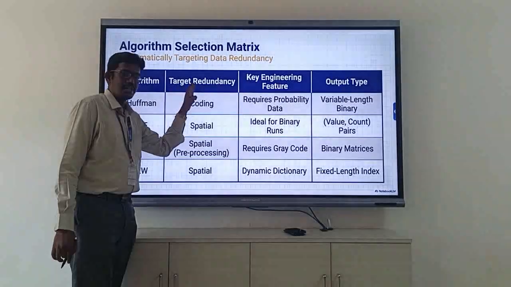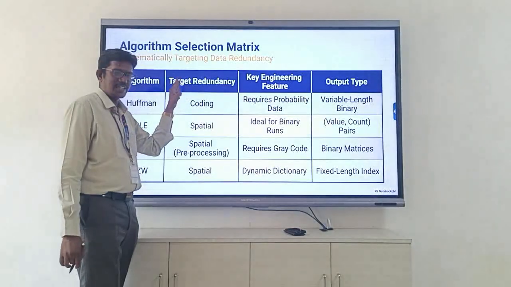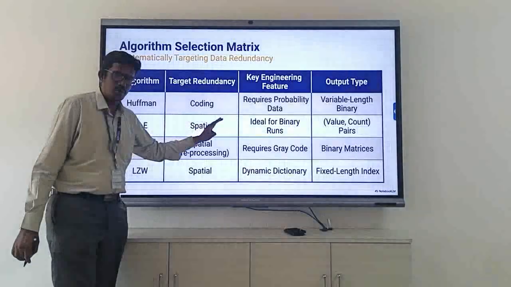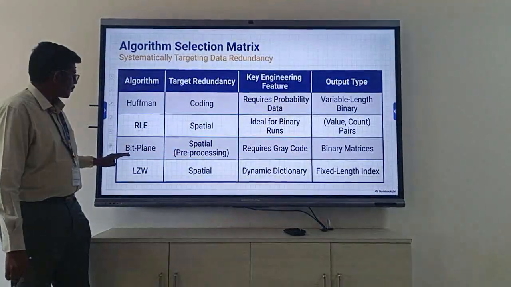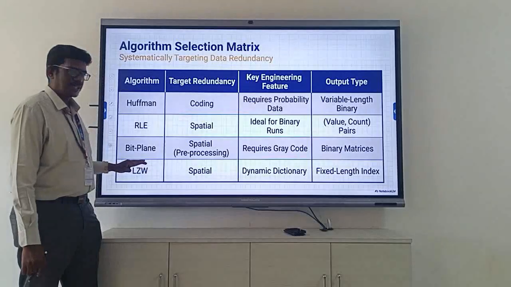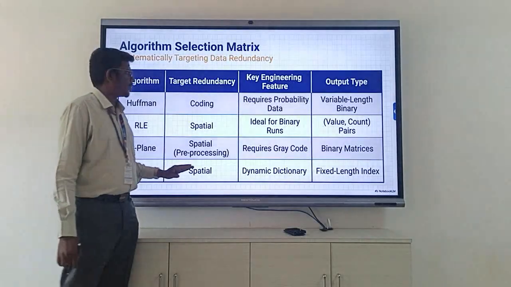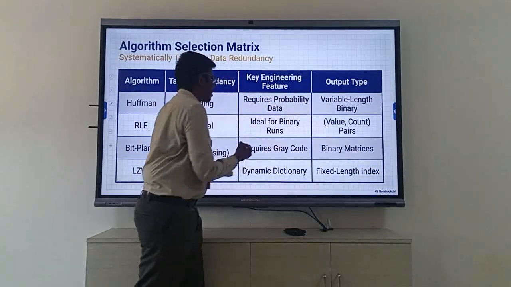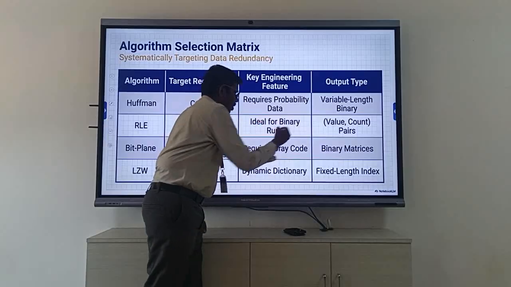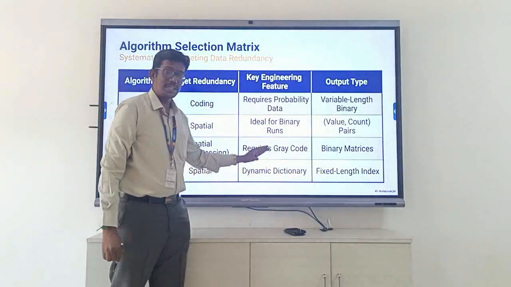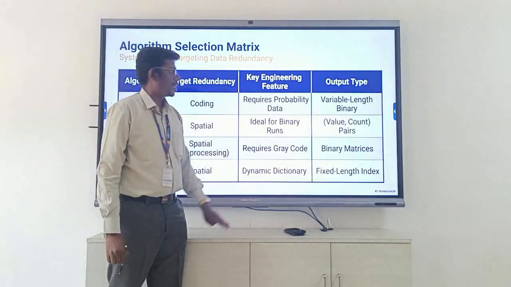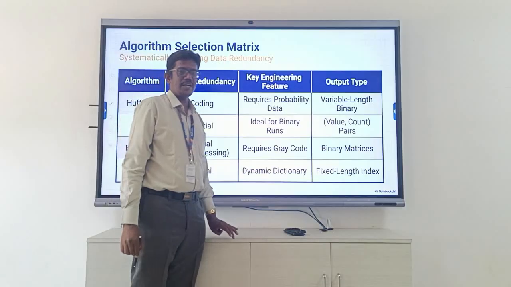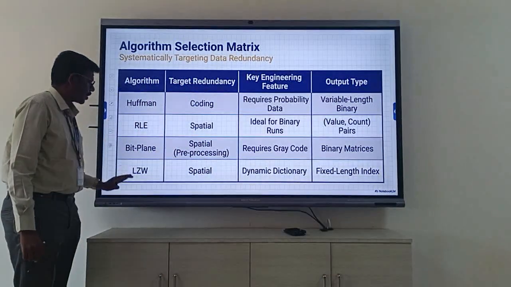So this is the target redundancy. Different redundancy techniques are available. For Huffman we go for coding redundancy. For RLE we go for spatial. For Bitplane we go for pre-processing in spatial. For LZW we go for spatial. For the key features with respect to required probability data, RLE is ideal for binary runs, Bitplane requires gray code, and LZW uses a dynamic dictionary. So these are the key parameters used to compress the data in Huffman, RLE, Bitplane, and LZW.